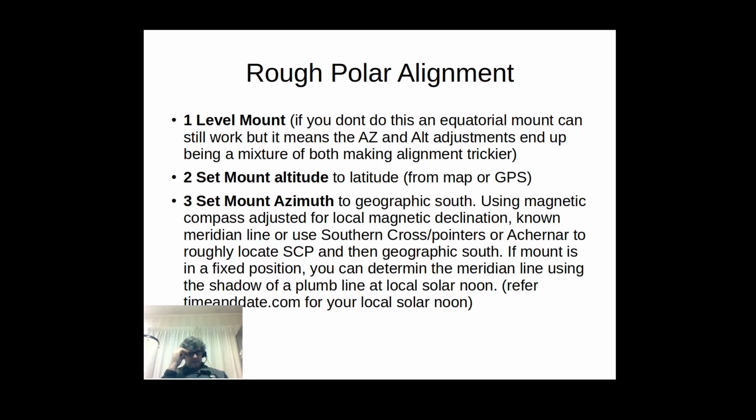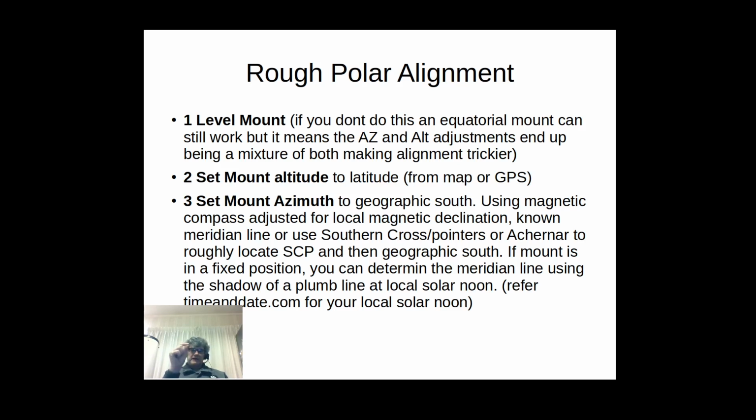So to set the mount altitude, you look up your latitude on a map. That'll tell you what it is at your location, or you can use a phone with a GPS receiver. It will tell you to much higher accuracy than you need at this stage. You set your mount altitude.